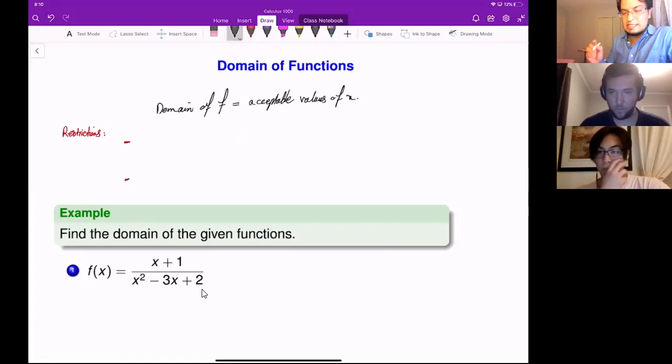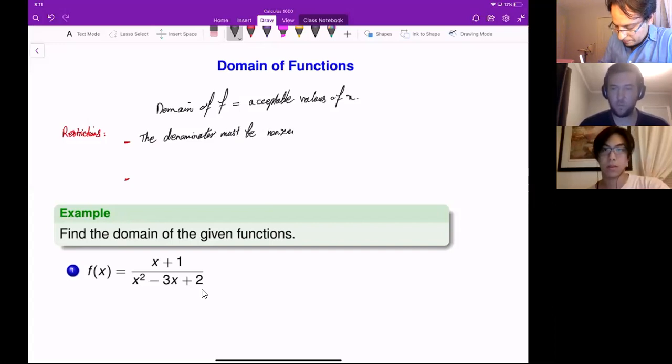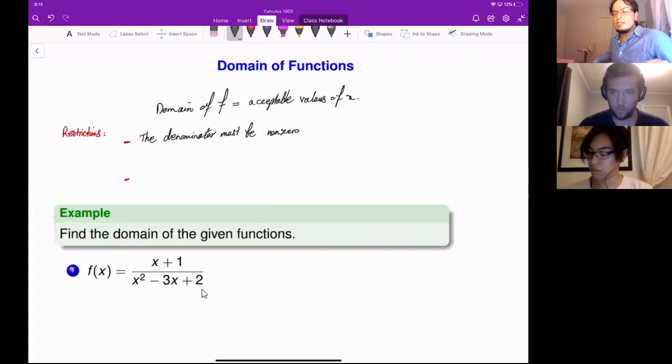One is that no one on the earth is allowed to put 0 in the denominator. So in other words, the denominator must be non-zero. That's not me, that's not you, that's not any other instructor in this course or any of the people from the math department. This is a rule in the whole world. You cannot divide any number by 0.